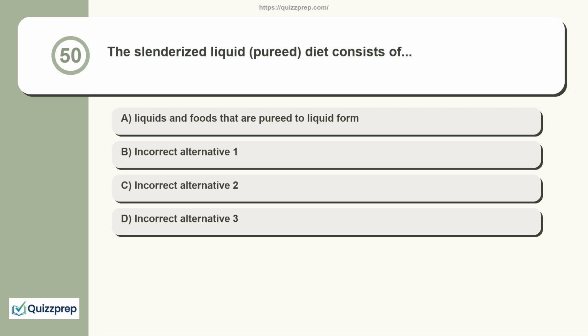Question 50. The blenderized liquid, pureed, diet consists of liquids and foods that are pureed to liquid form.